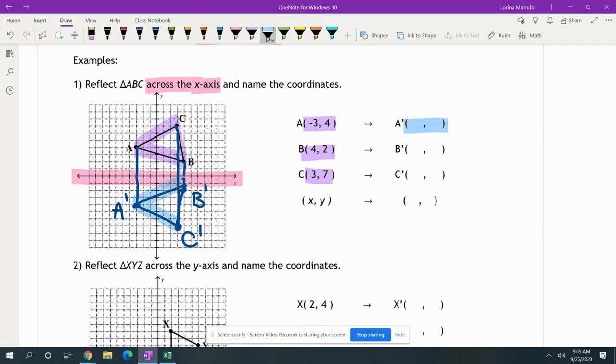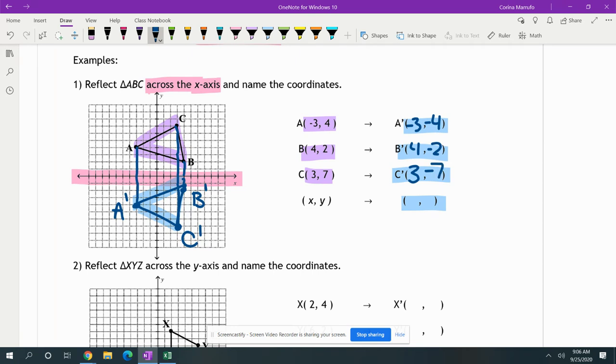Then they want us to go ahead and write the coordinates and then figure out what the pattern is. From A to A prime, the new coordinates are going to be -3, -4. For B prime, our new coordinates are going to be 4, -2. And last, for C prime, our new coordinates are 3, -7. Right? So what's the pattern here?